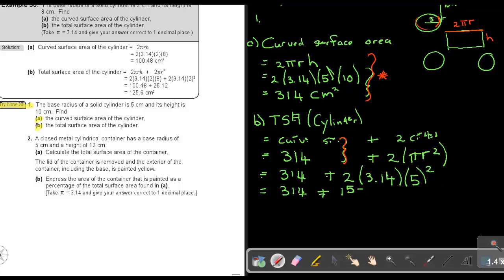If I add it up, that's 314 plus 157, which is 471, and that's going to be in square centimeters. Let me just check 2 times 3.14 times 5 times 5, and that was correct. And that will be my total surface area.